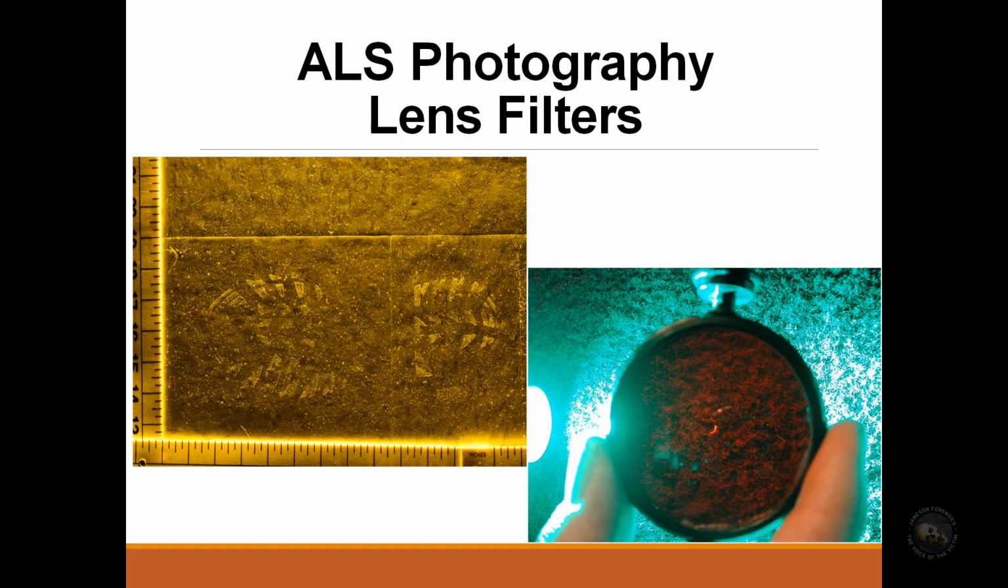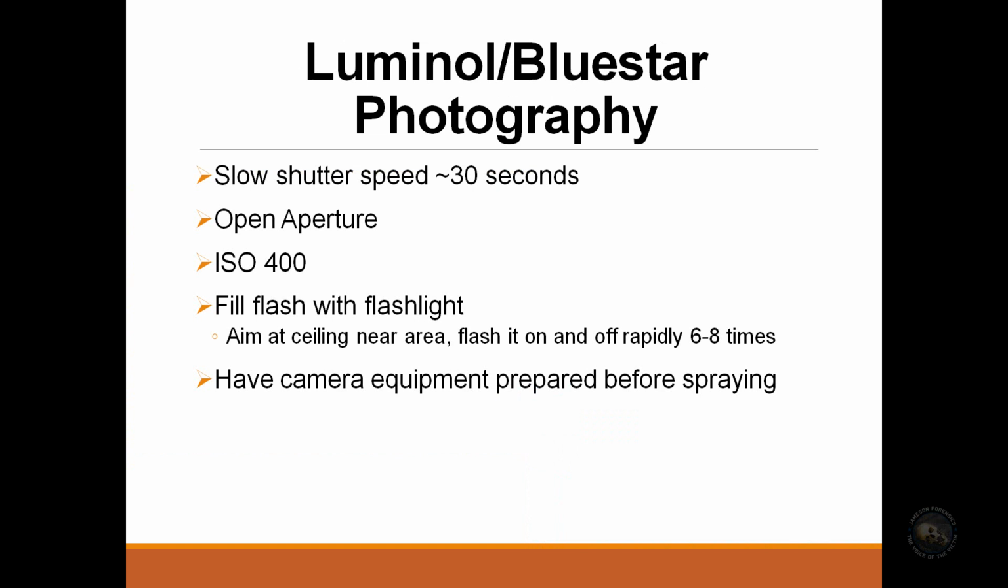And then using the lens filters for your camera. Luminol and Bluestar are the two products that I have used so much throughout my career. So I thought I'd throw this up there because it's probably what you would use the most. Make sure, again, you use a slow shutter speed. Open the aperture. ISO is about 400. Fill flash with flashlight. And have equipment ready before spraying. So have everything set up, spray, and then start photographing.